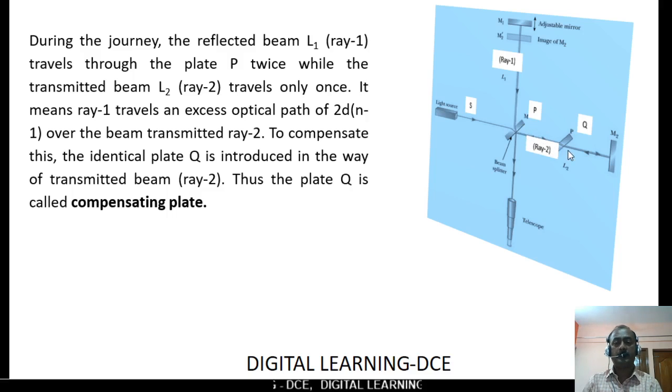To compensate this, because the ray 1 travels twice but ray 2 travels once, an identical plate Q is introduced in the way of the transmitted beam, that means ray 2. Thus the plate Q is called the compensating glass or compensating plate.